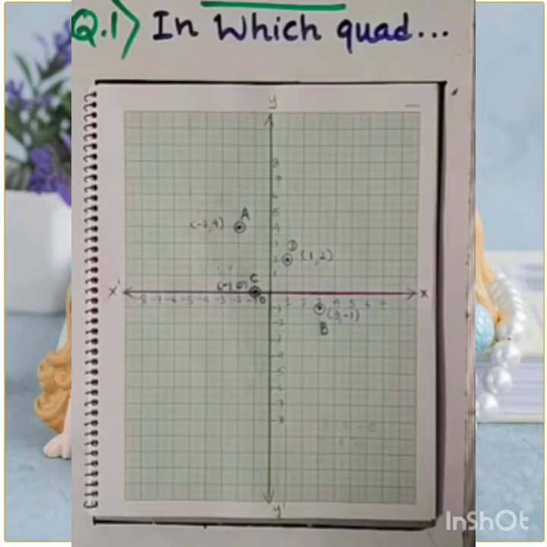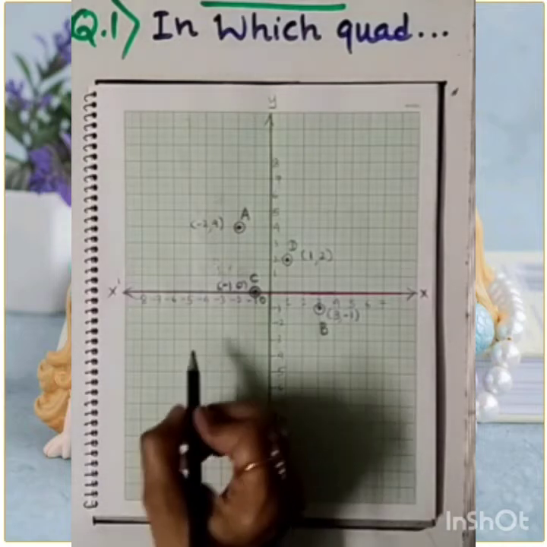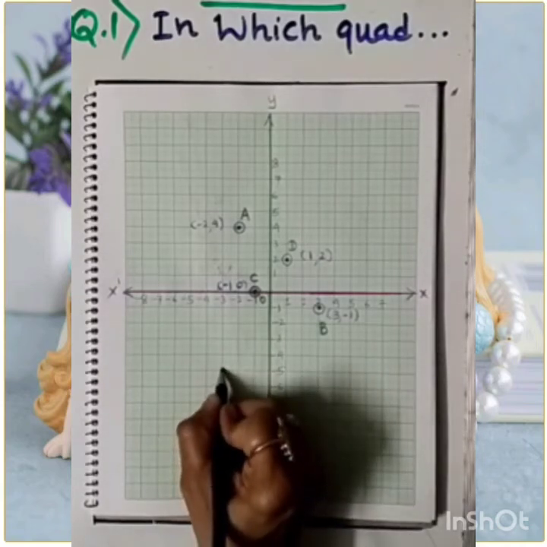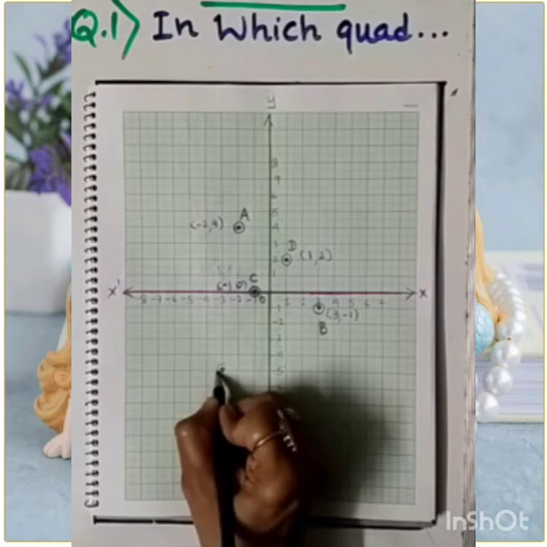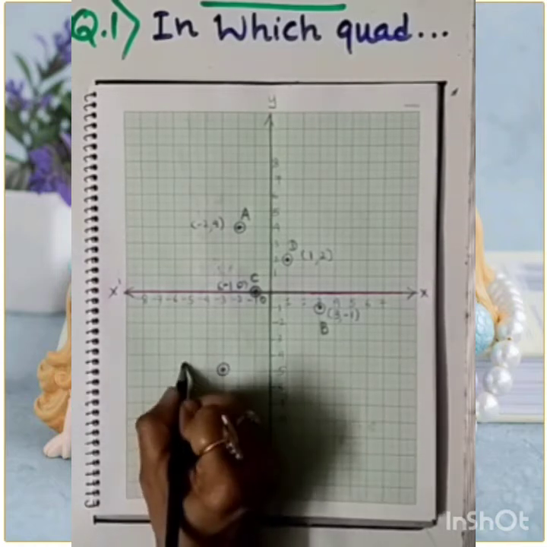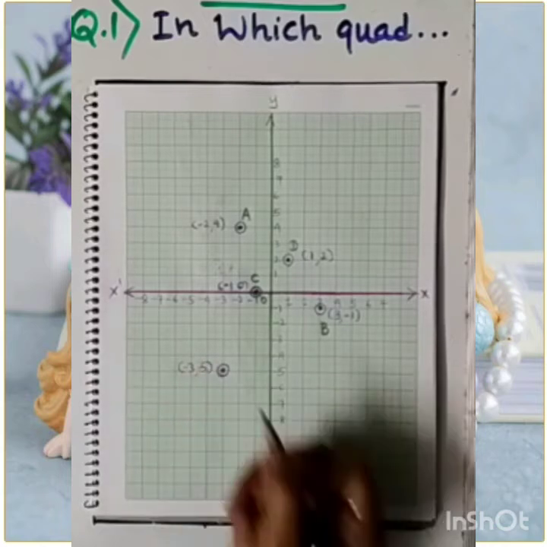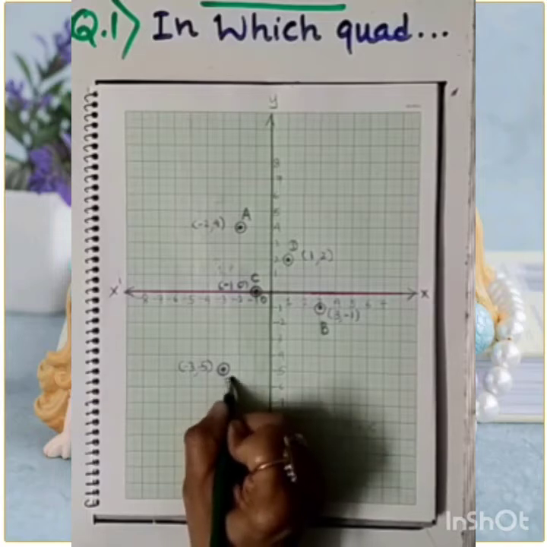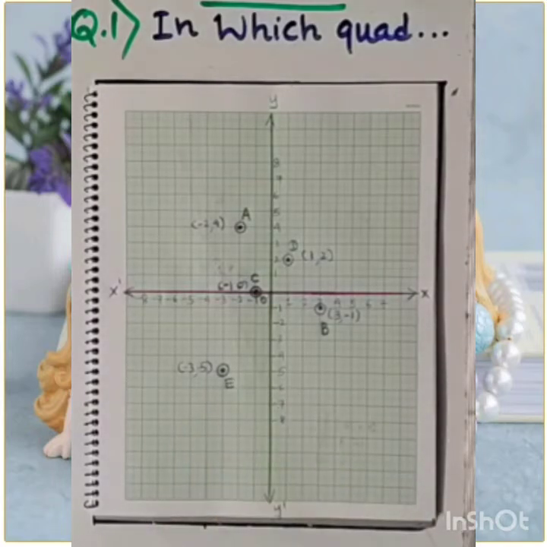Now one more point is there: (-3, -5). You can see both of them, abscissa -3 and ordinate -5, are negative, so the point must lie in the third quadrant. So here it will be (-3, -5). Let me call this the fifth point, E point. So A, B, C, D, E are the different points which we are asked to locate on a graph paper. I hope the full question is clear to you. Complete question number 1.